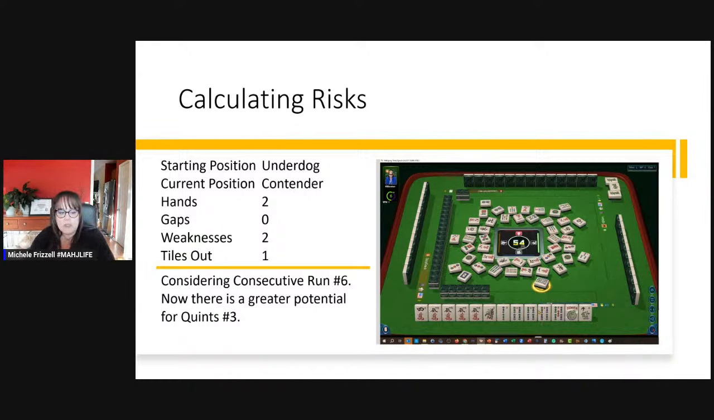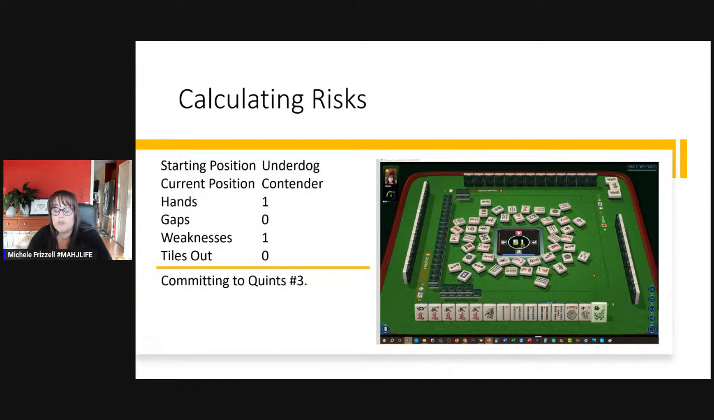We have a couple of hands we could play here, and then two weaknesses, and two of our tiles are out. So I need to update tiles out for the 2-5 bams. There's a 5 bam right there. We drew a flower at this point. So now I'm saying let's commit to a Quint. We're going to need a couple more jokers, but now we have a pair of flowers. So I would say for a Quint, we would be a contender.